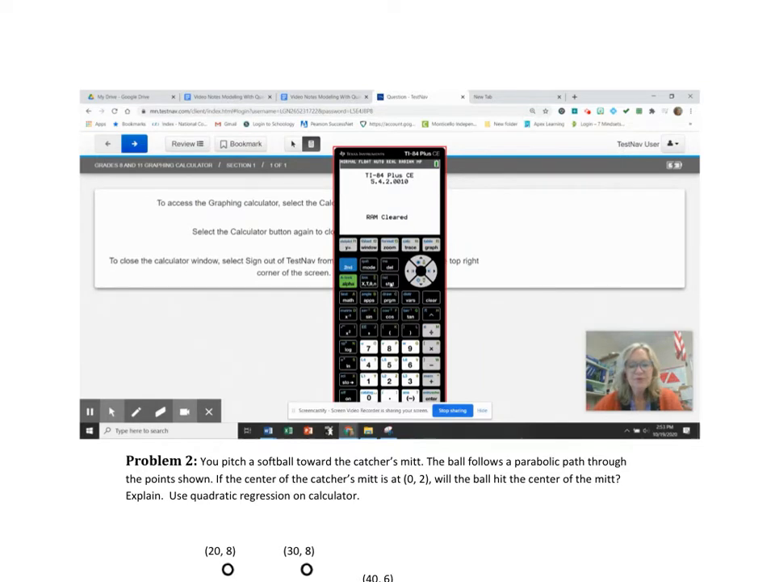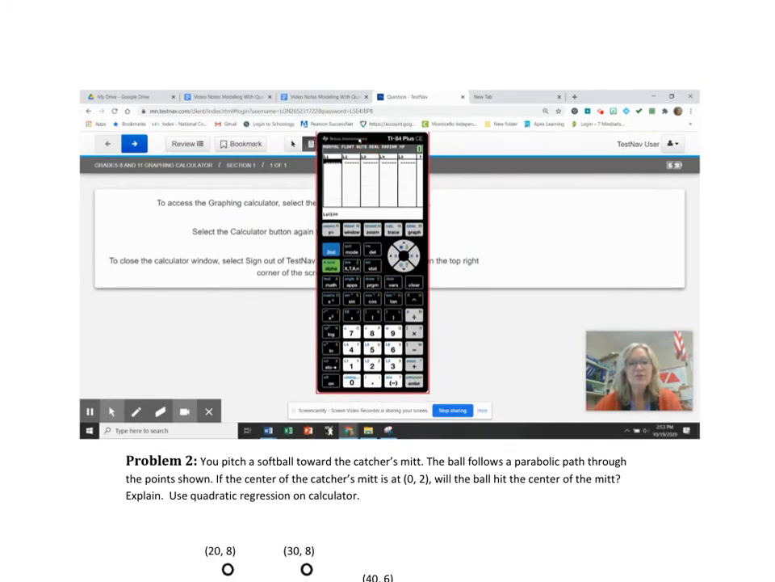So what we'll do is we'll start with stat, hit enter. If you have anything in either of your lists, you want to highlight your list and hit clear and enter. Don't hit delete, okay? So that's super important. I'm going to put in my x values, which had 0, negative 1, and 1. And then we'll put in the corresponding y values, which were 0, 1, and 5.